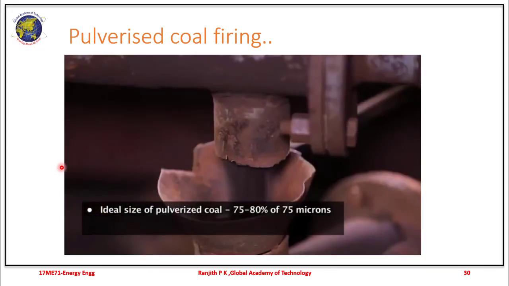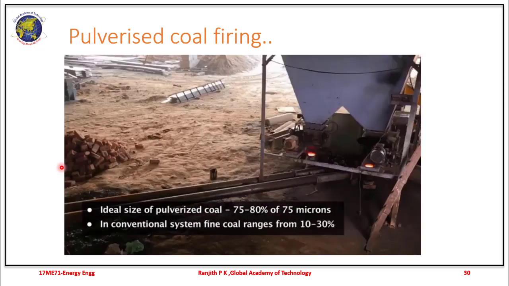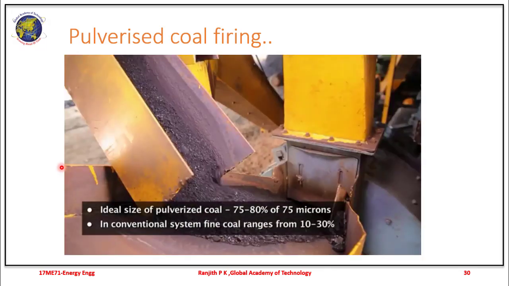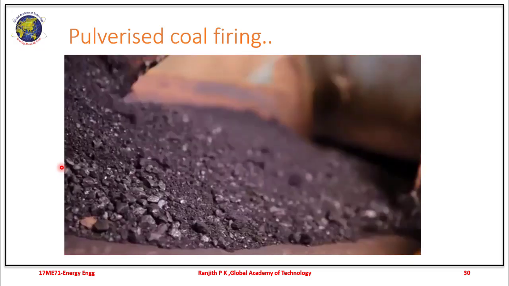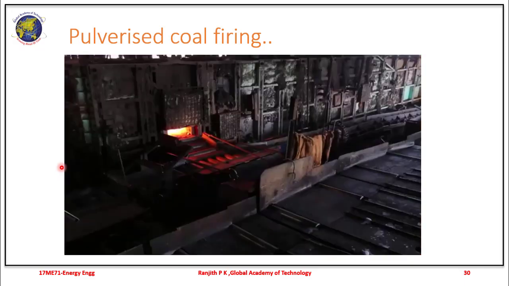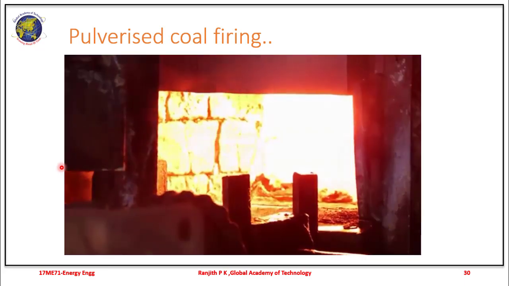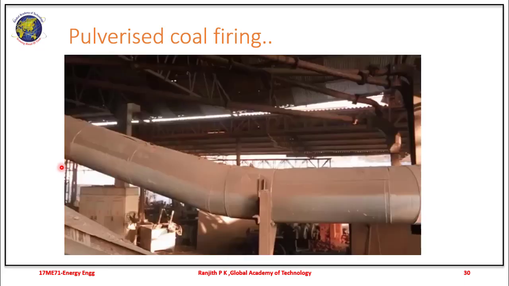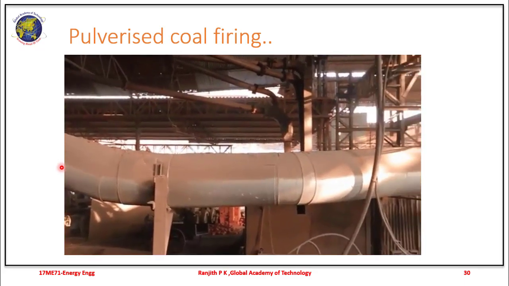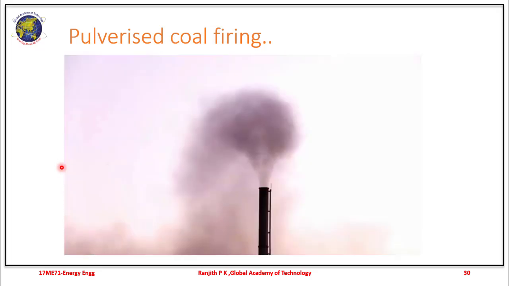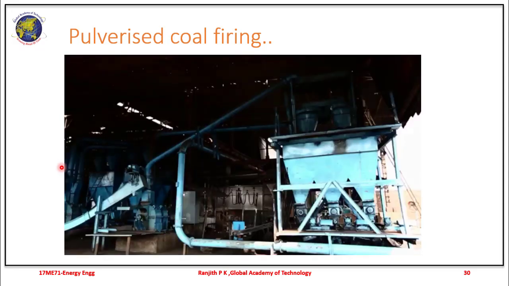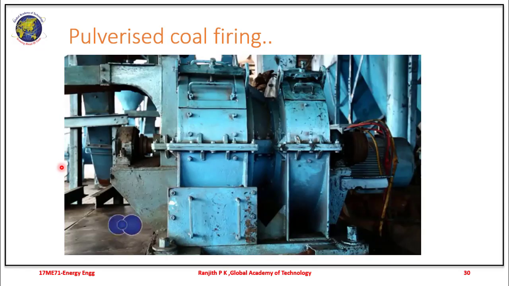The ideal size of pulverized coal should be at least 75 to 80% of 75 microns. In the conventional systems, fine coal ranges from only 10 to 30% of 75 microns. Non-uniform coal particles undergo partial combustion and result in deposition on the furnace walls. These coarse particles escape from the furnace with flue gas in the form of unburnt carbon or ash.